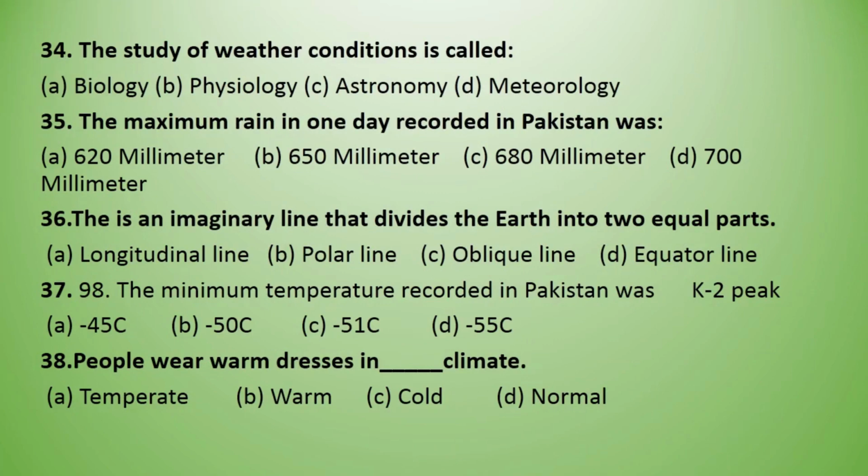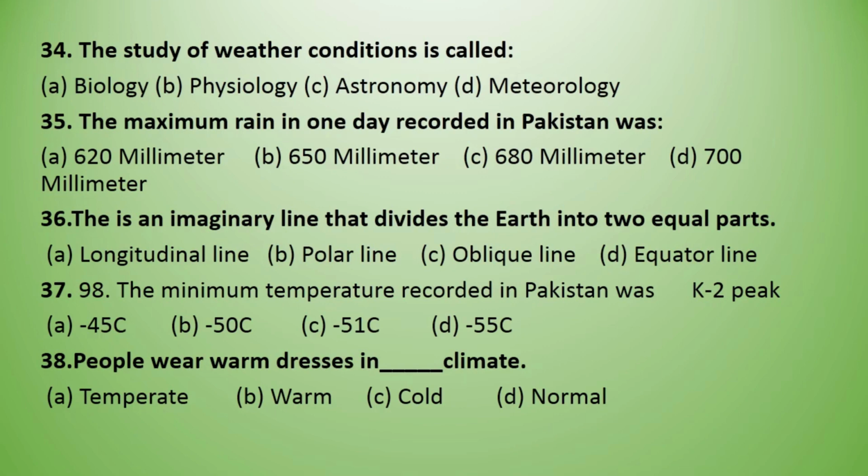34. The study of weather conditions is called A. Biology, B. Physiology, C. Astronomy, D. Meteorology. Answer is D. Meteorology. 35. The maximum rain in one day recorded in Pakistan was A. 620 mm, B. 650 mm, C. 680 mm, D. 700 mm. Answer is A. 620 mm.